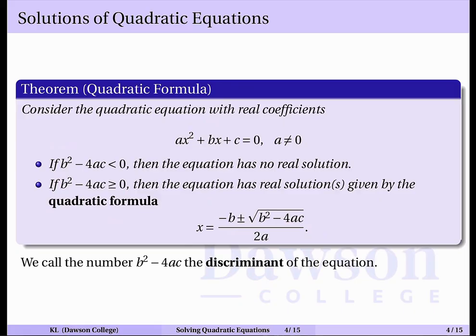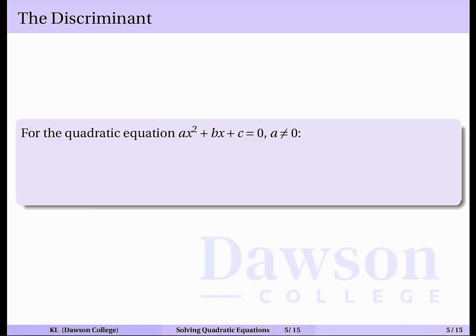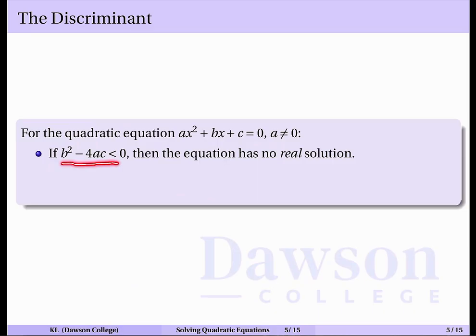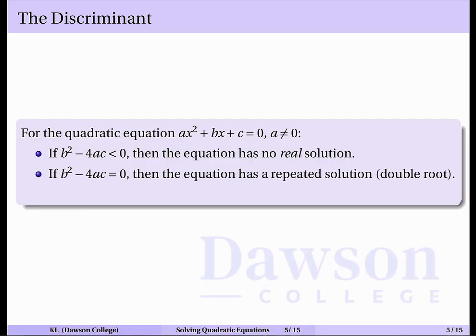Okay? So let us look at that summary, the discriminant for the quadratic equation ax squared plus bx plus c, where a is not equal to 0. If b squared minus 4ac is less than 0, then the equation has no real solutions. If b squared minus 4ac is equal to 0, then the equation has a repeated solution. We call it a double root.